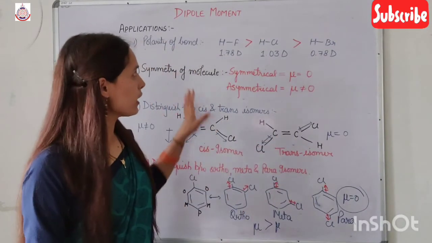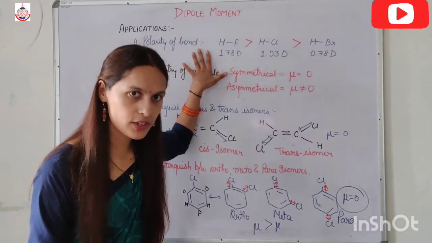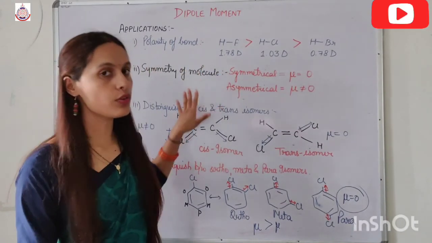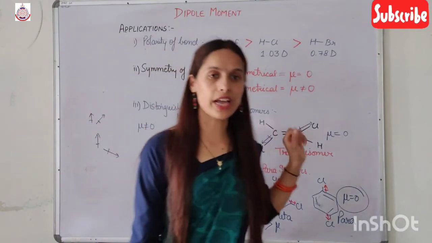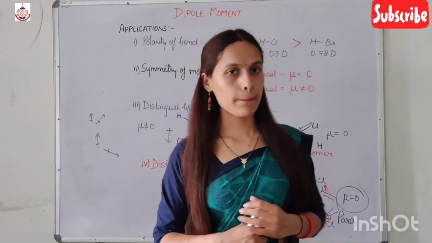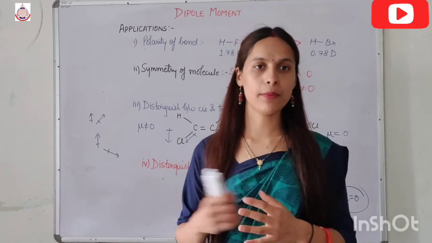So in this way, we can use dipole moment for calculation of the polarity of the bond, for identification of the symmetry of the molecule, for distinguishing between cis and trans isomer, and for distinguishing between ortho, meta and para isomer. So students, that's all about the dipole moment.